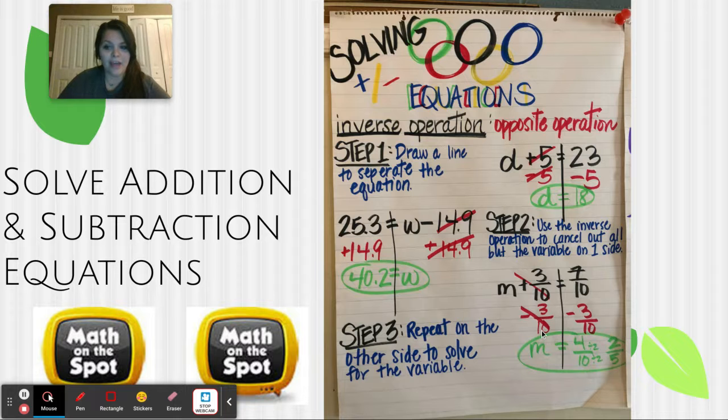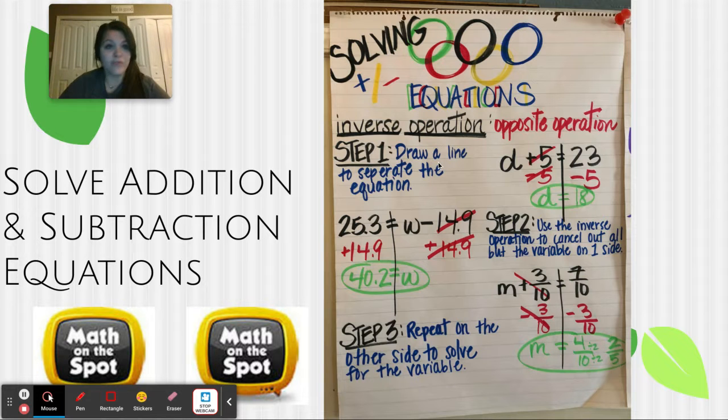So when I subtract that 3/10, it cancels out the adding 3/10, and I'm left with m on this side. Then since I subtracted 3/10 on this side, I've got to also subtract 3/10 on this side. 7/10 minus 3/10 is 4/10. And then remember, I always simplify, so I could divide by 2, and I get m equals 2/5.